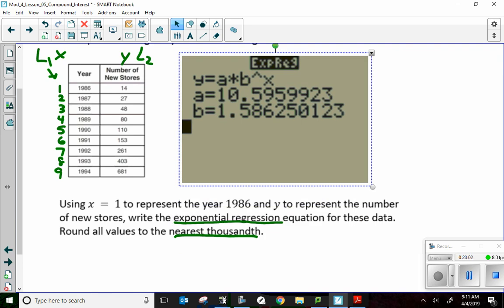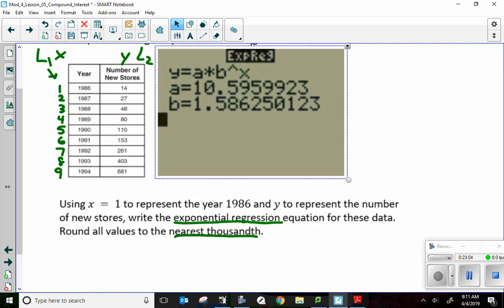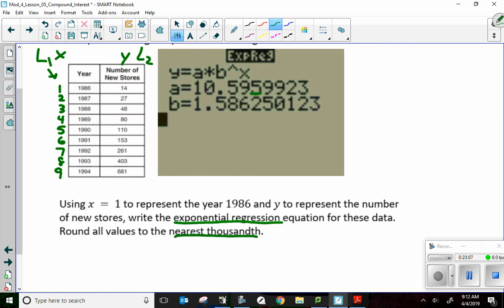Let's write this equation and round everything to the nearest thousandths. This 5 will move up to a 6 because the number after it is 5 or bigger. This 6 will stay a 6 because the number after it is smaller than 5. So my A value goes right here. My B value goes right here. All right, so let's write this. We've got Y equals A, which is 10.596, times my B value, 1.586, to the X.